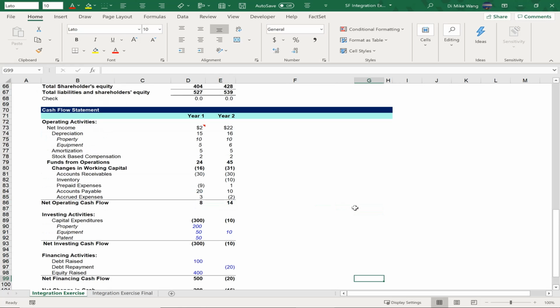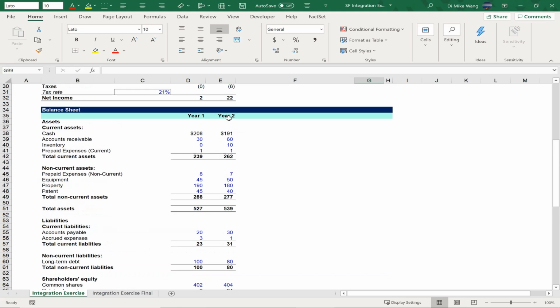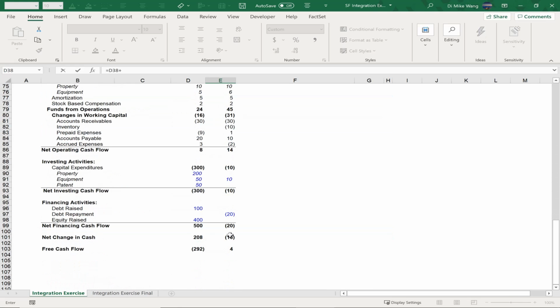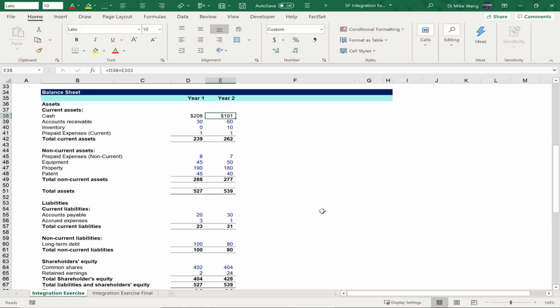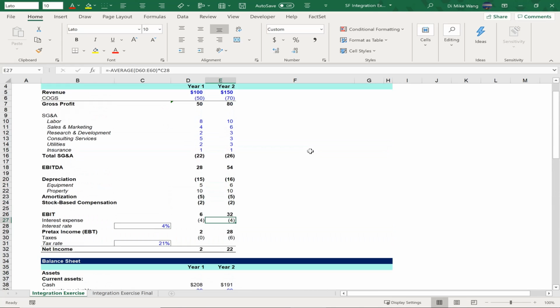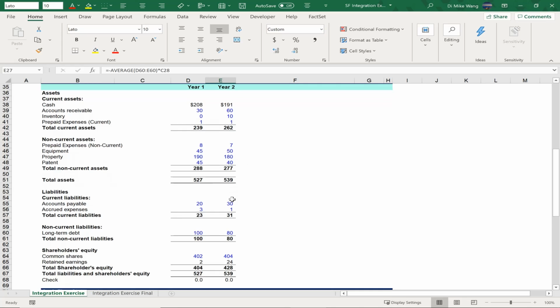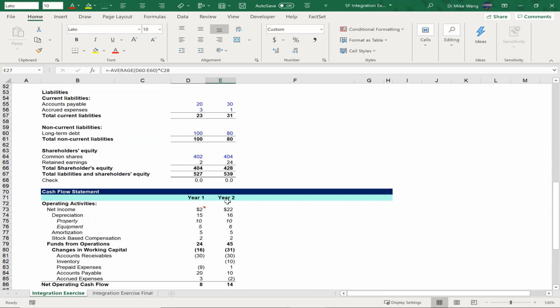So now we're going to link up our cash number. Our cash number would be prior year's cash from our balance sheet plus our change in cash. And that gets us to 191. You can see that everything I needed to adjust has adjusted. Our balance sheet now is balanced. And there you have it. We completed year 2's financial statements.